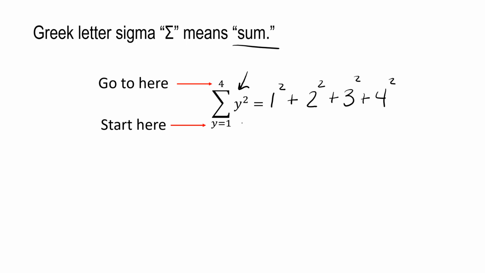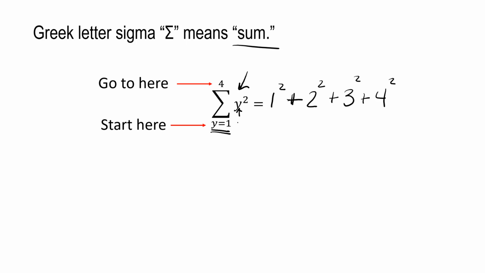So that's what this notation means. It means start at y equals 1, plug that in for y, see what you get, 1 squared, then move up to the next increment, 2. Do it again. Add that to the first one. Then put a plus sign.